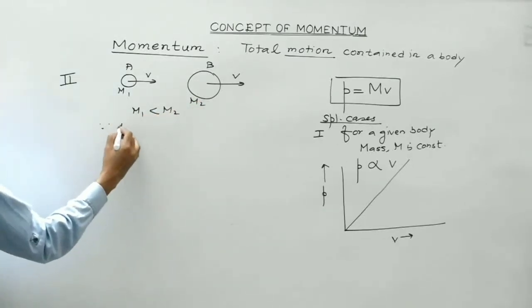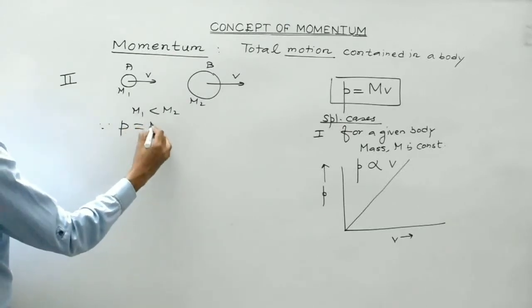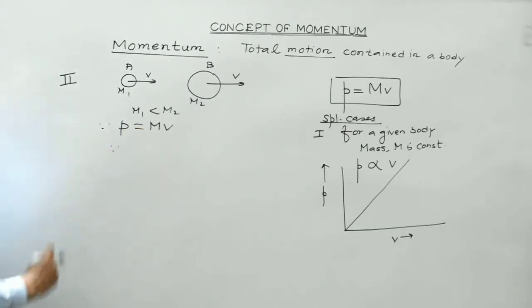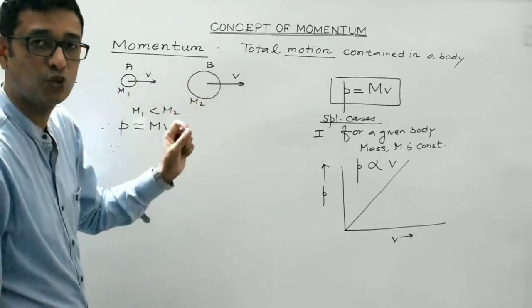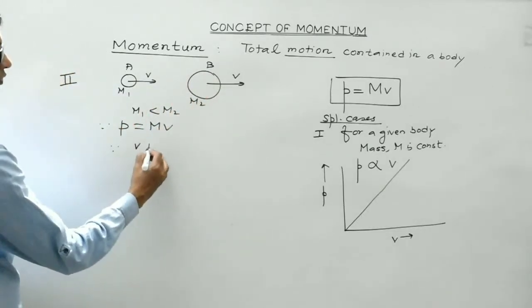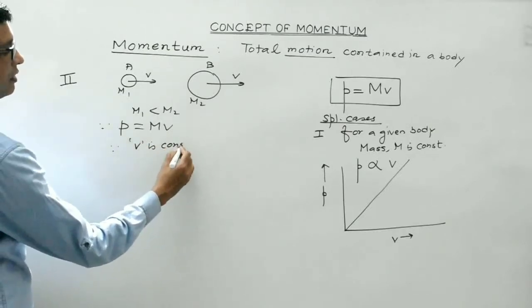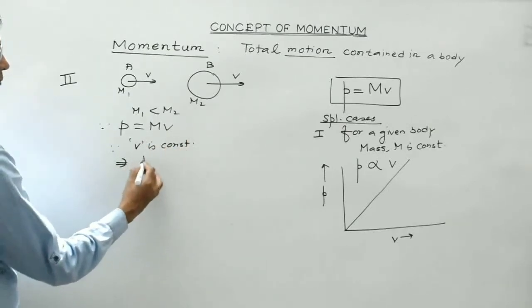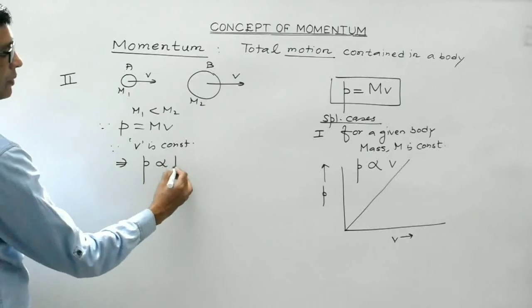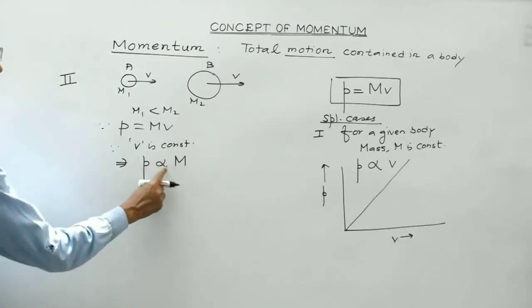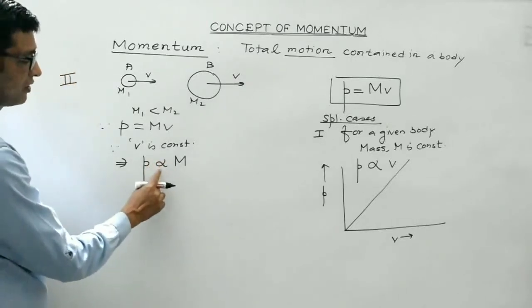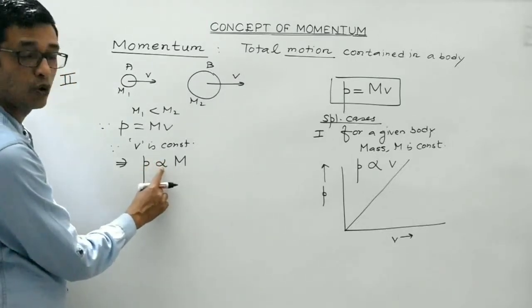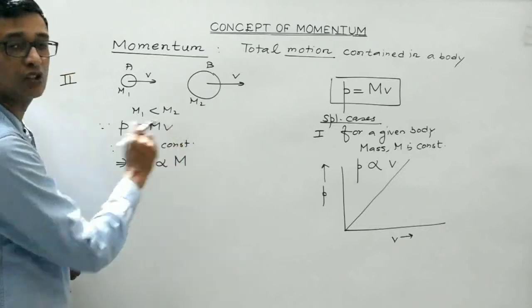Now since P is equal to mv, here we are considering the velocity of both the lighter as well as the heavier body to be constant. So since V is constant, therefore it implies that P is directly proportional to M. This is the symbol for proportionality, right? This is read as momentum is directly proportional to mass if V is constant.